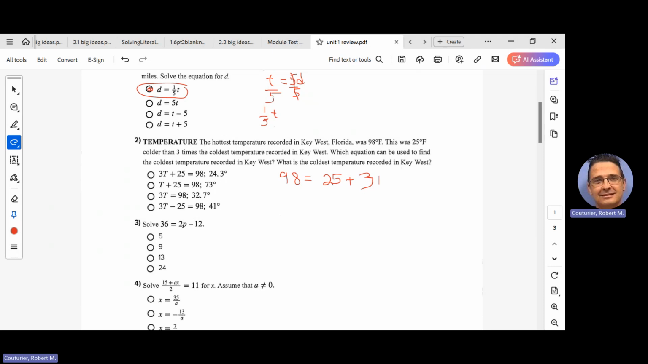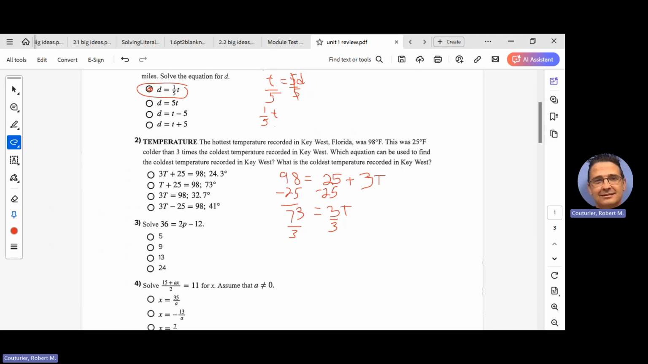Looks like all the equations use T. And we look, does any of this match? And we have to make sure that this is true. You got to solve it. Are you actually getting this amount? So minus 25, solve your equation, see if they work out. And then you're going to divide by 3 and check your numbers in the calculator.